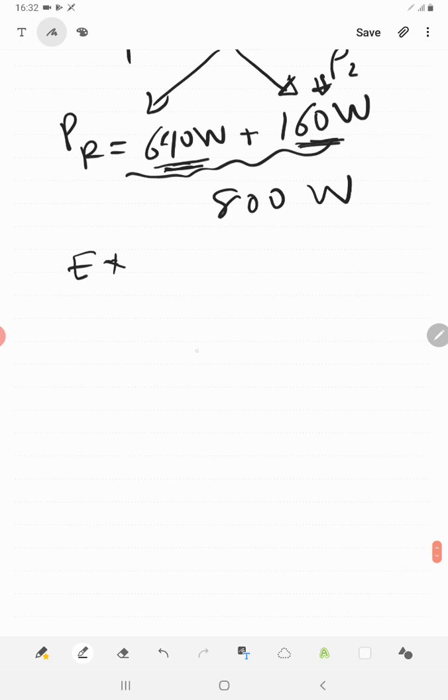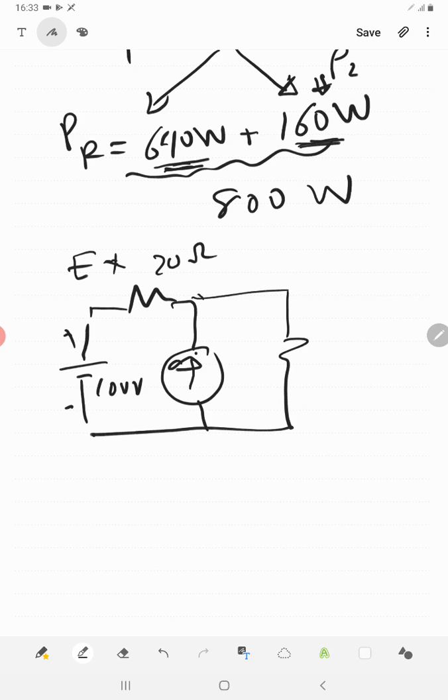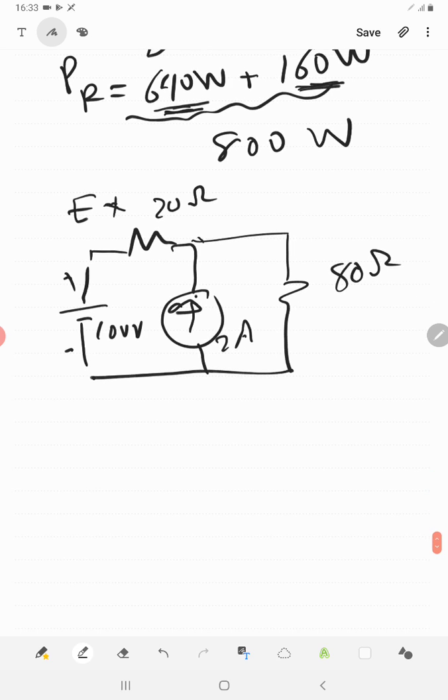Let's have a current source here, okay, and let's have a voltage source here, plus minus 100 volts. Let's assume that we have two resistors here, okay, and we want to determine, let's say this is 20 ohms and this is 80 ohms, okay, and let's say we have 2 amps here. Now we can solve this using any method, okay.